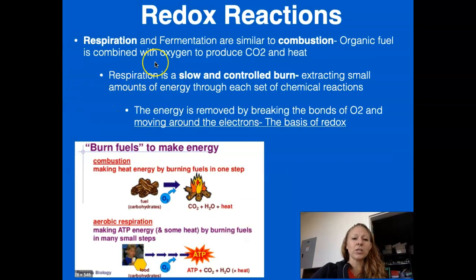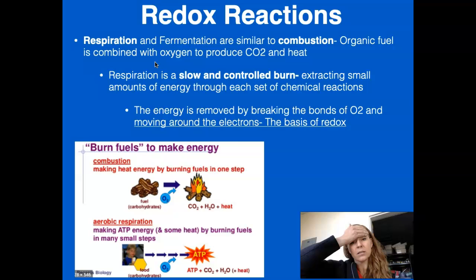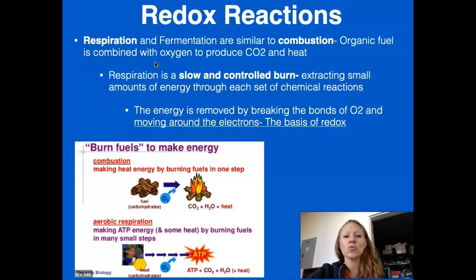Respiration and fermentation are similar to combustion. So think of respiration as like a burning match. The organic fuel, the carbons, the hydrogens, the oxygens that are in the match, are going to combine with oxygen in the atmosphere. And at the end of it, we're going to produce heat and carbon dioxide.